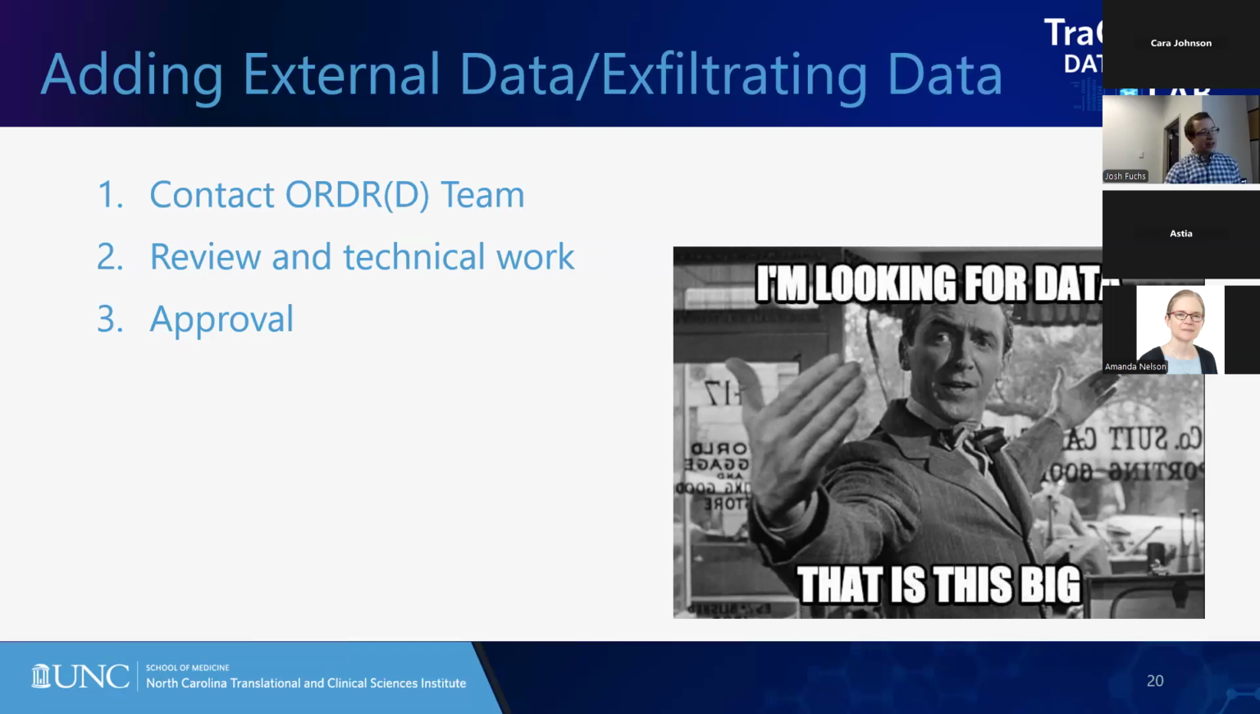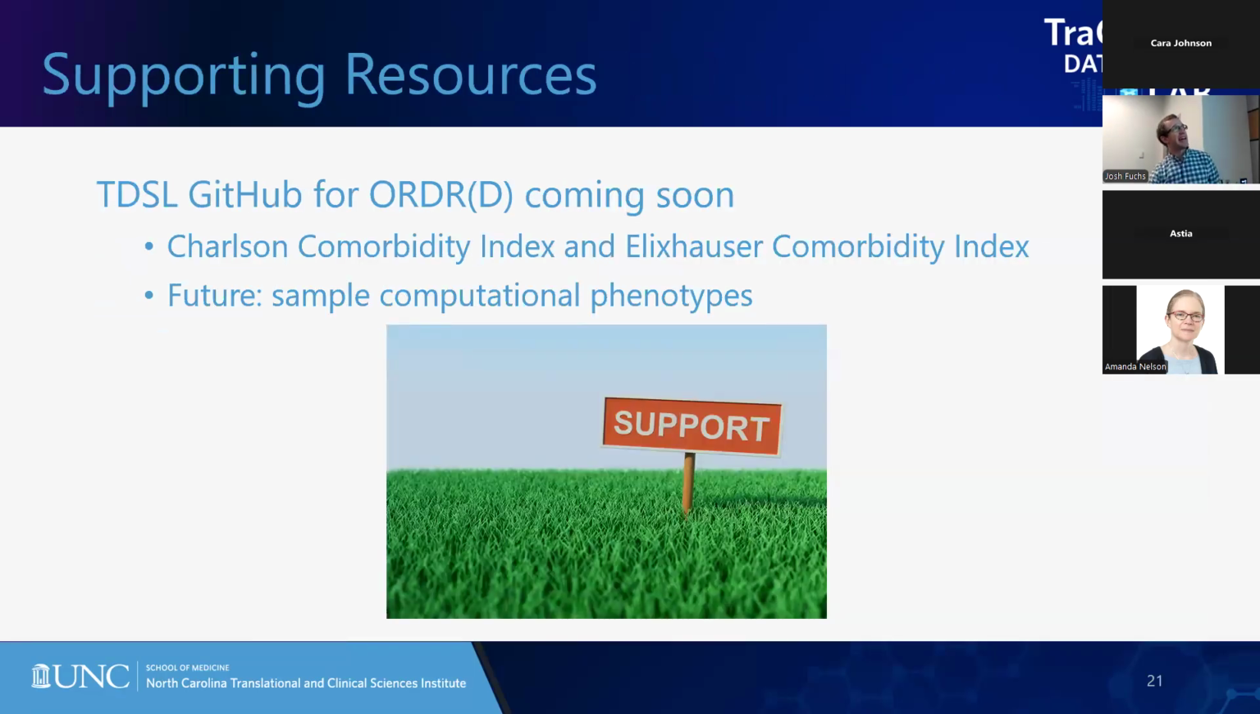One thing that we're working on fairly actively in the data science lab is getting a set of supporting resources up and available for all users. The plan is to make these available on our GitHub as well as within the Ordr system. We found just by talking to people and from experience that a lot of people are going to ask for Charlson indices or Elixhauser indices. So we're computing these for the whole database as it exists, and then we'll make them available. In the future, we hope to have a number of sample computational phenotypes available in here.